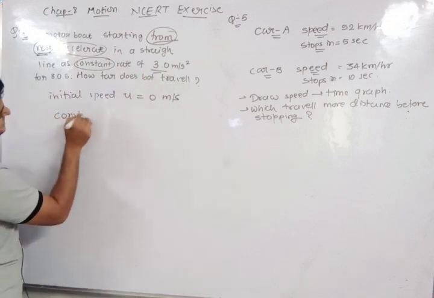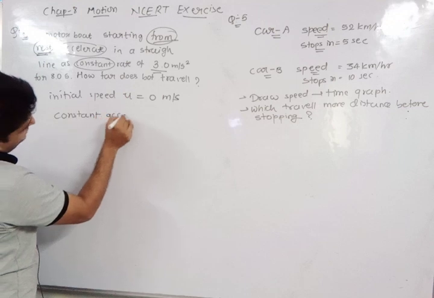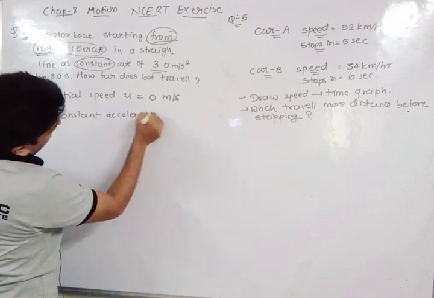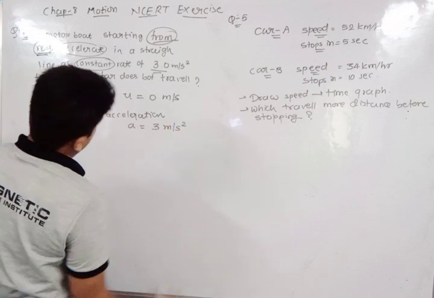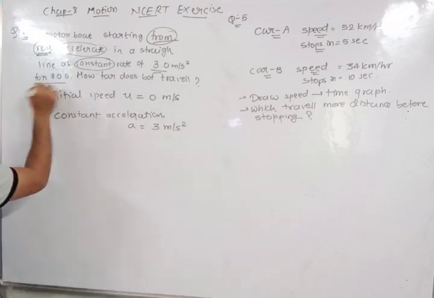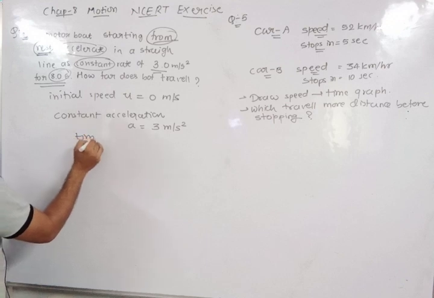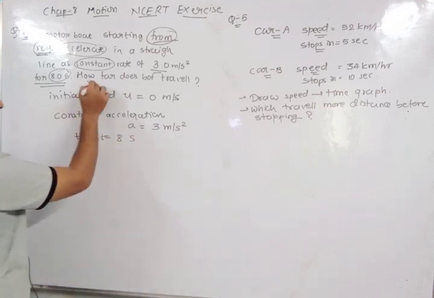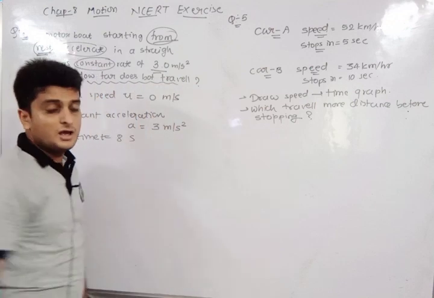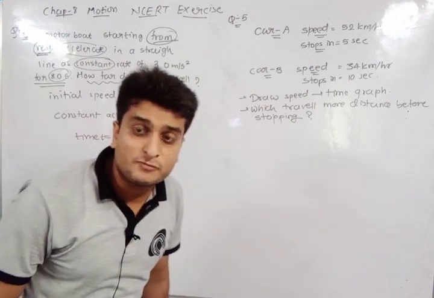I will write here constant acceleration. We write this as a, and this a is equal to 3 meter per second square. For how much time? For 8 seconds. So we have the time also, which is 8 seconds. T equal to 8 seconds. You want to find how far does the boat travel. That is what you want to find.